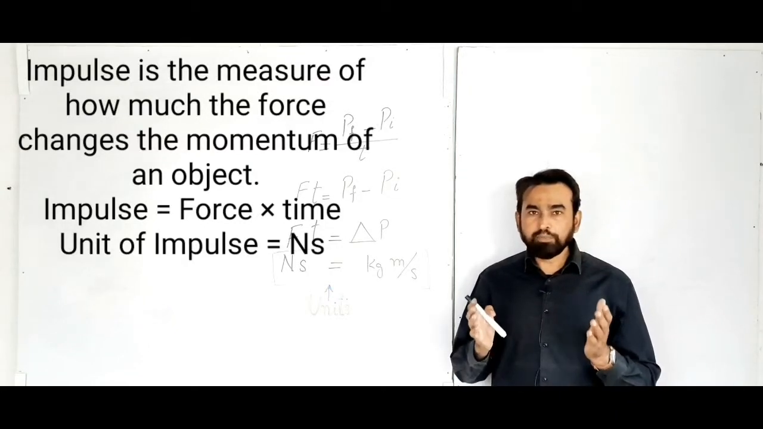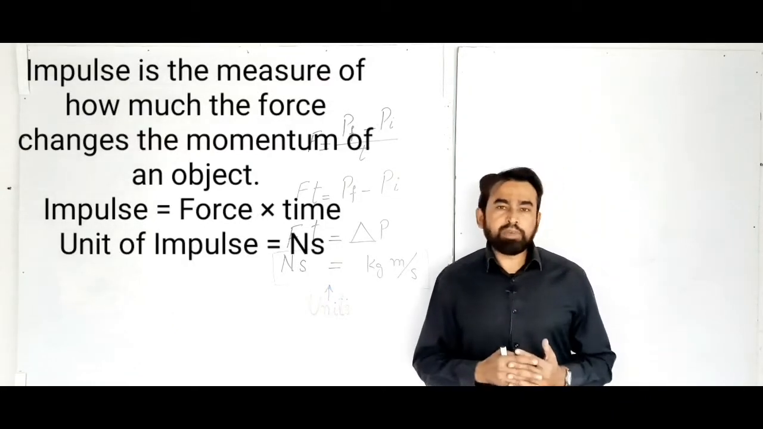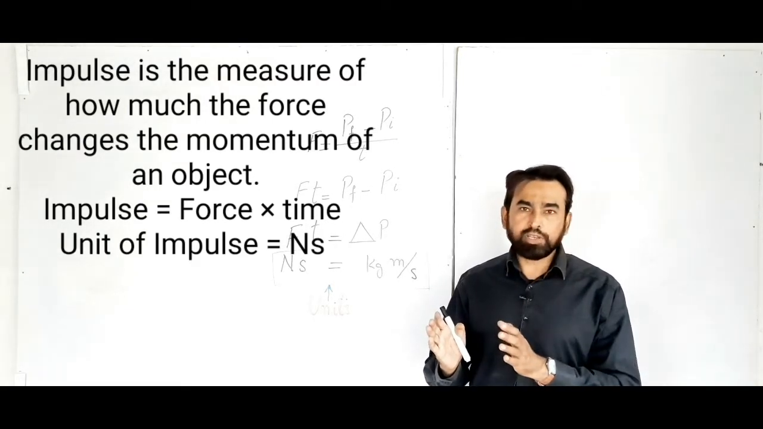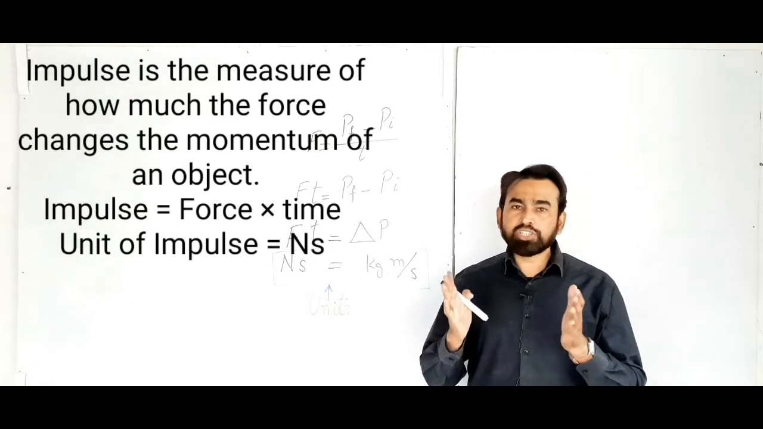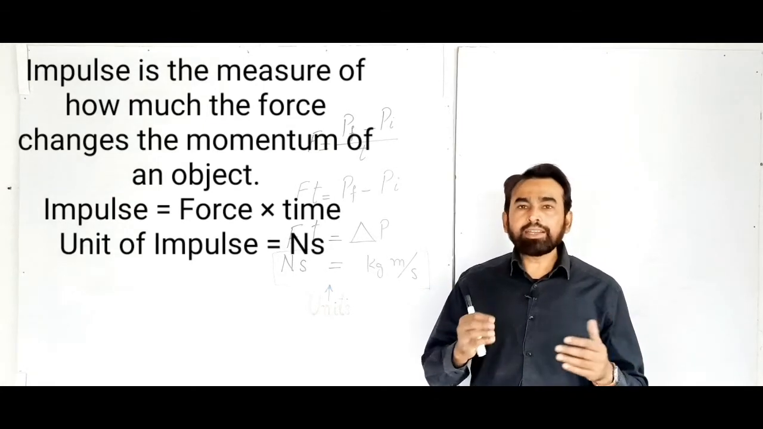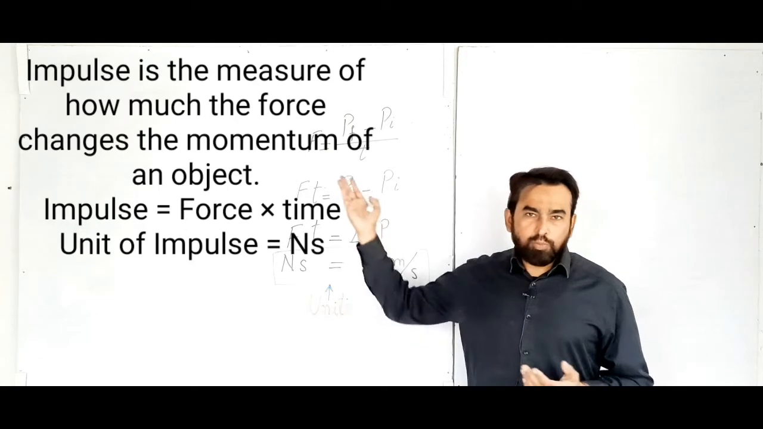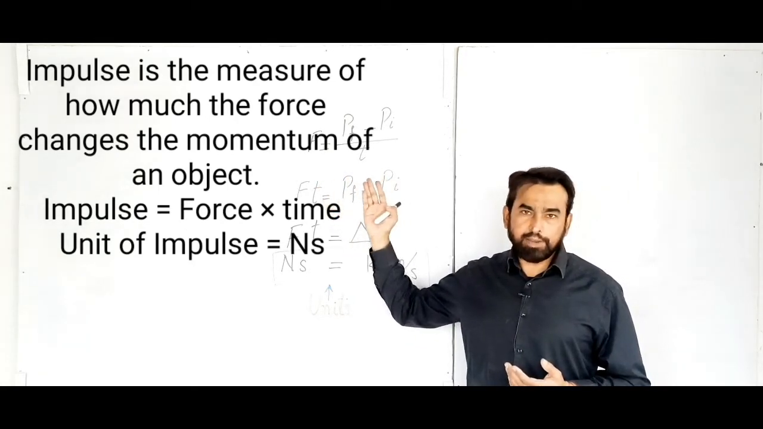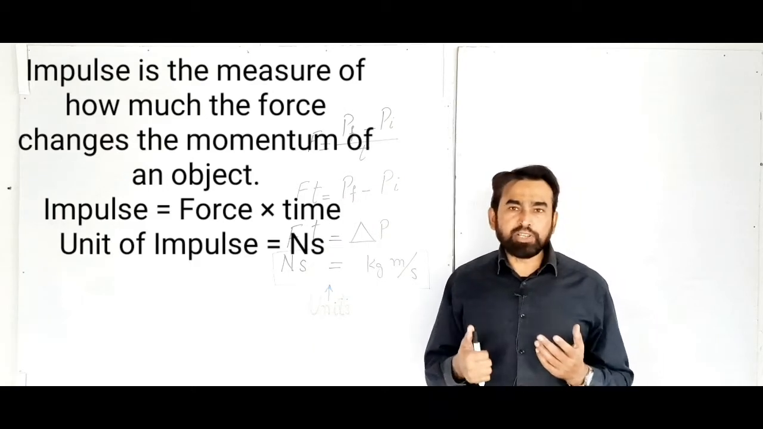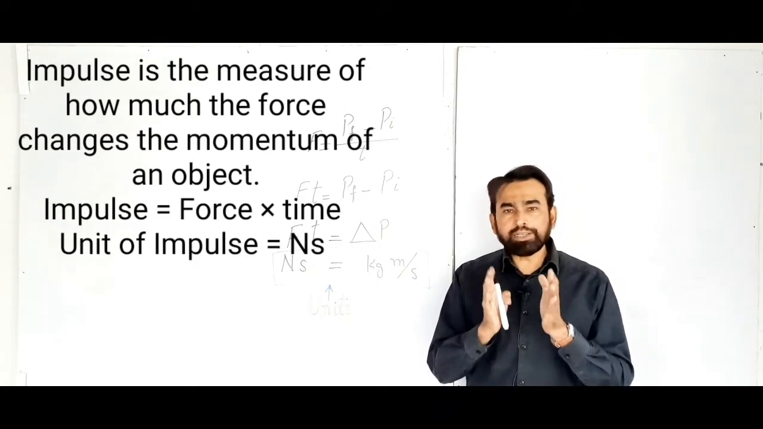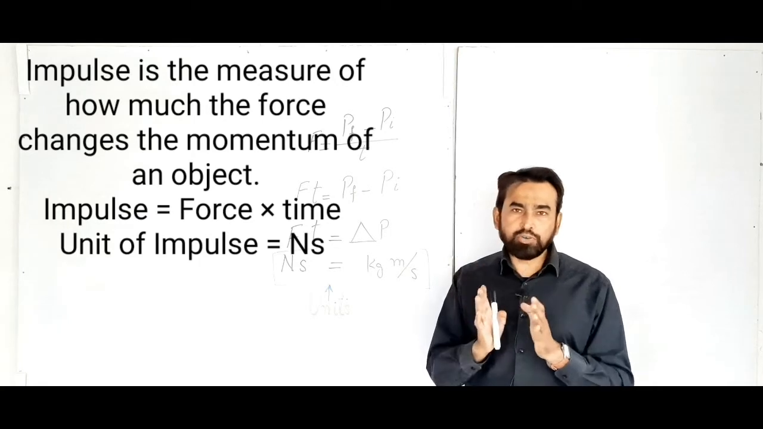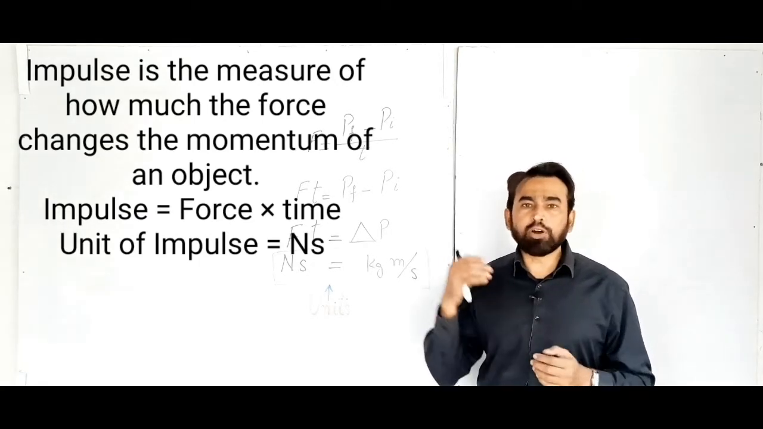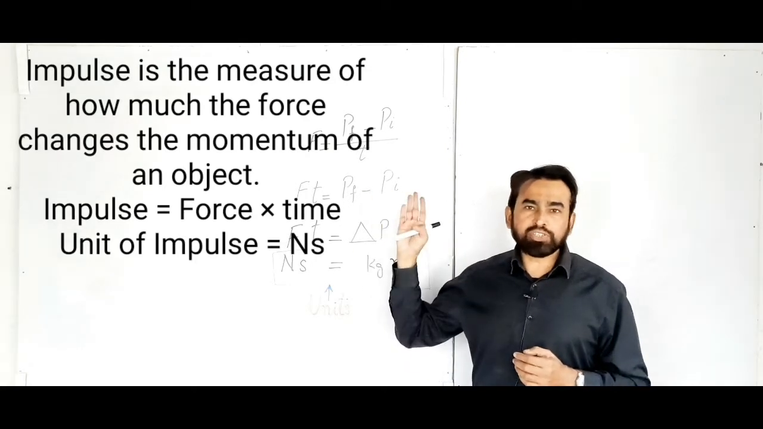Bismillahirrahmanirrahim. What is impulse? Impulse is the measure of how much the force changes the momentum of the body. And you know that if there is a change in the momentum of the body, it needs some time. So the formula for impulse can be written as force multiplied by time. Now, as far as the unit of impulse is concerned, you know that the unit of force is Newton and the unit of time is second, so the unit for impulse will be Newton second.